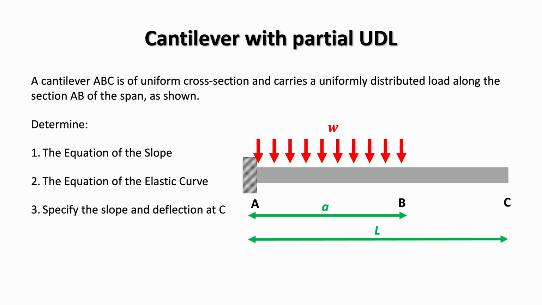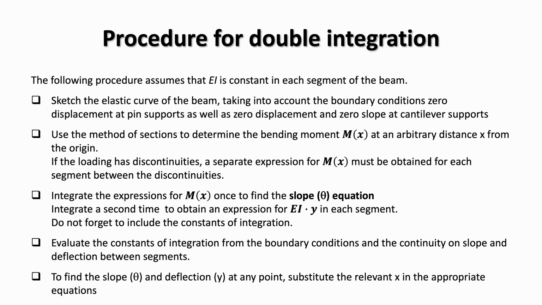In this example, we're asked to determine the equation of the slope, the equation of the elastic curve, and the slope and deflection at the free end, which is point C. The key feature of this problem is the partial loading, which will require a piecewise analysis using the double integration method. We have already covered this method in great detail, so here is just a quick reminder.